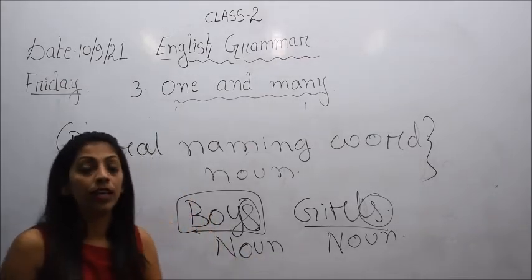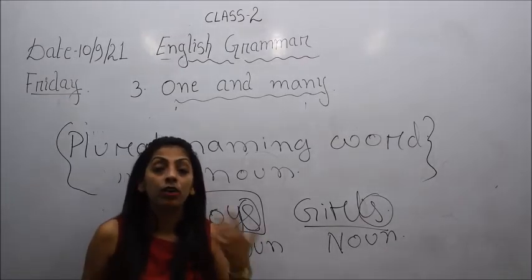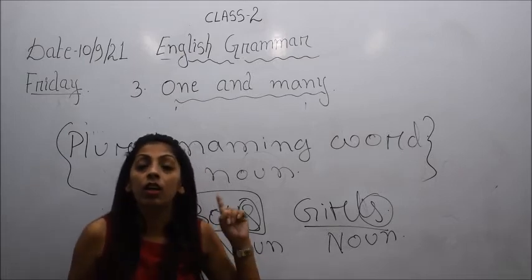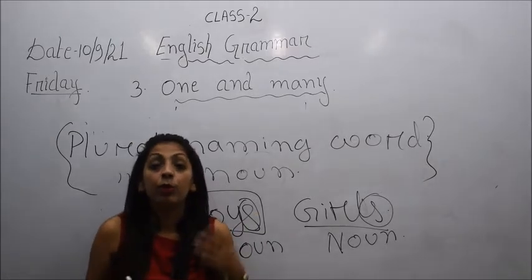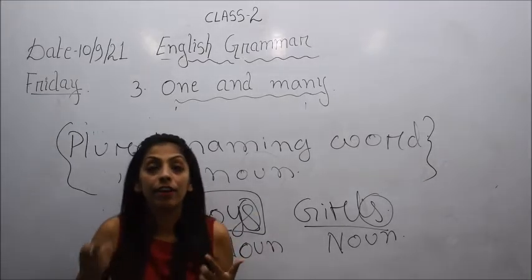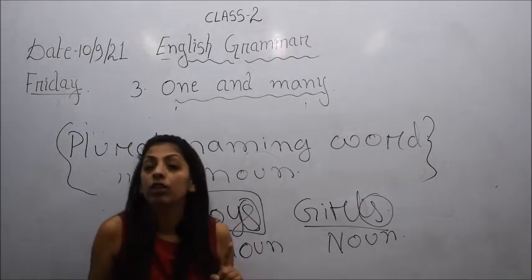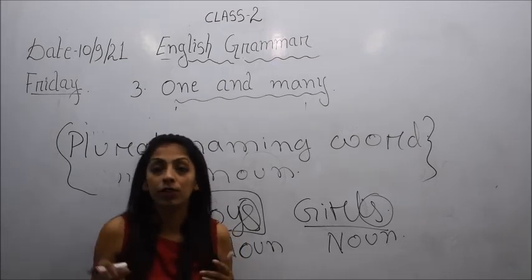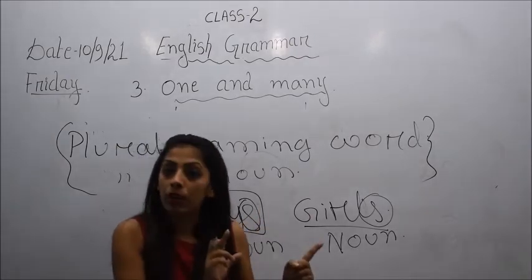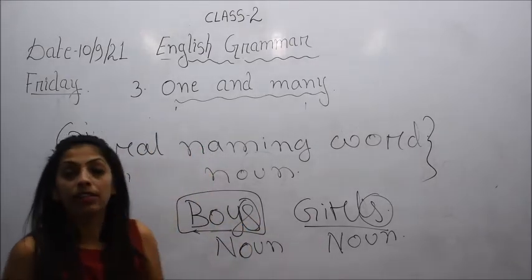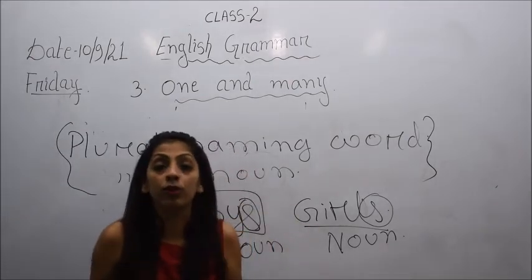The difference between a singular noun and a plural noun is that a singular noun tells you that there is something one in number. And what does a plural noun tell you? A plural noun tells you that there is something more than one in number. Don't get confused. The words which tell you that there is something more than one are plural nouns. And the words which tell you that there is only one in number are singular nouns.